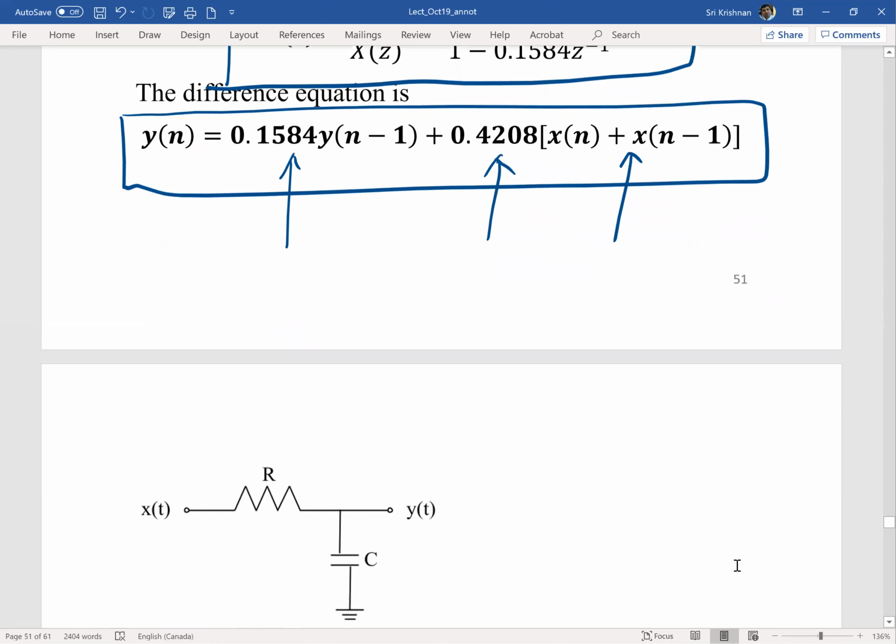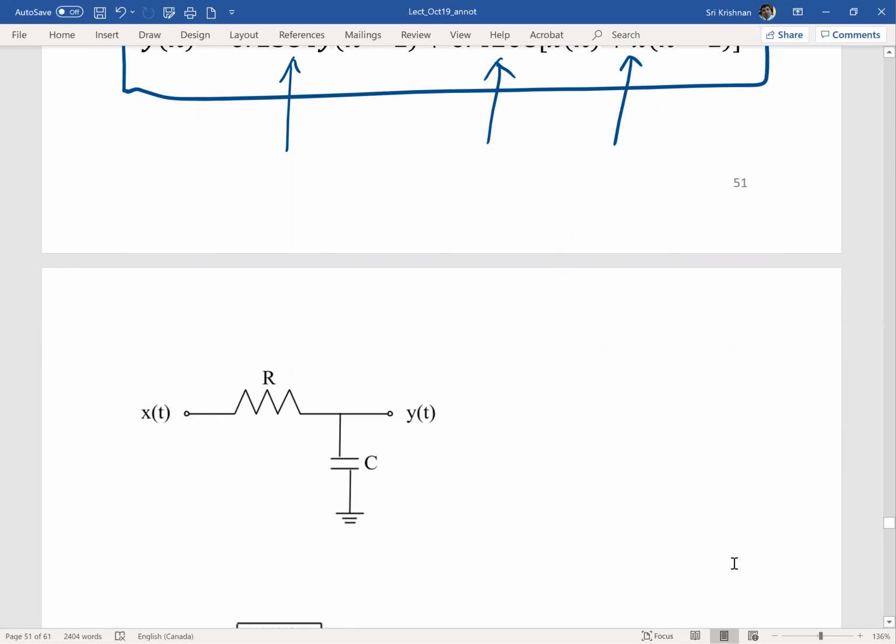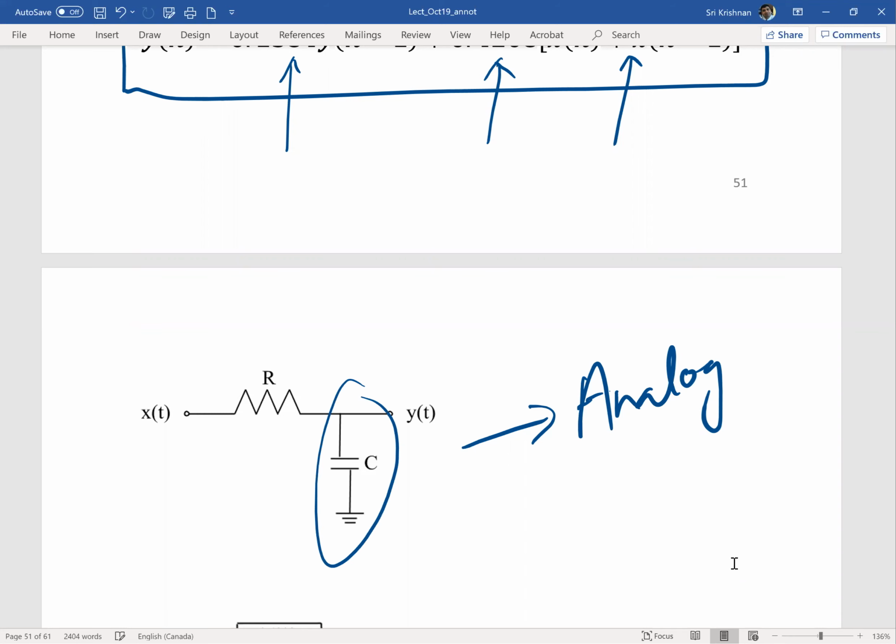coefficients. Now, how it looks in the hardware is this. This is the analog filter that we started with in the method 3 example, and it's a simple RC filter. So you can imagine this is a low pass filter, because when you have the capacitor, which is here, it acts like a low pass filter.